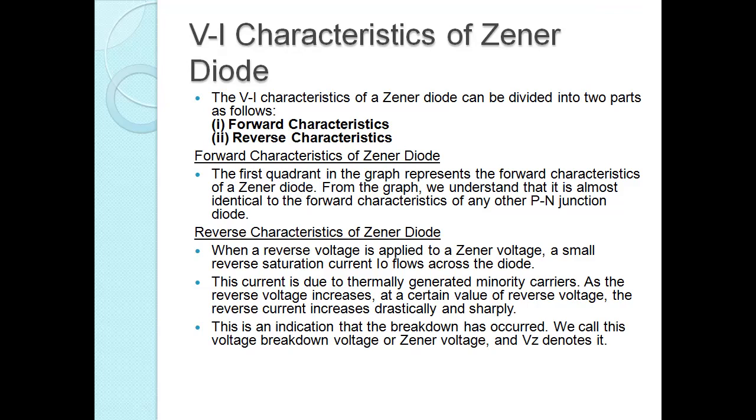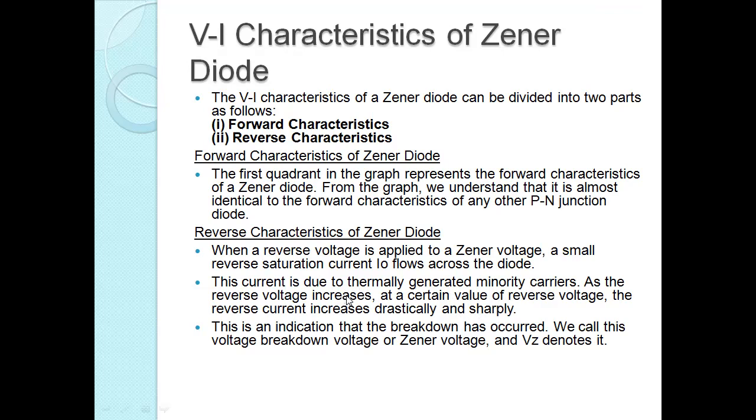Whereas in the reverse characteristics of the Zener diode, when a reverse voltage is applied, a small reverse current flows through the diode due to minority charge carriers of the material: electrons on the p side and holes on the n side. This current is due to thermally generated minority carriers.